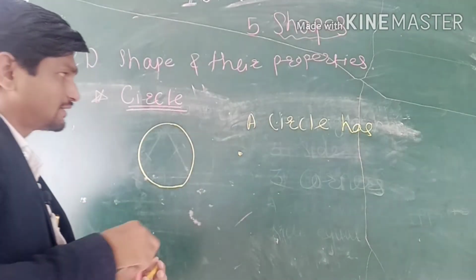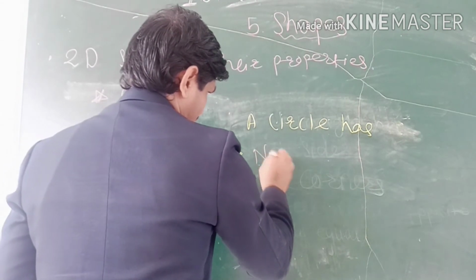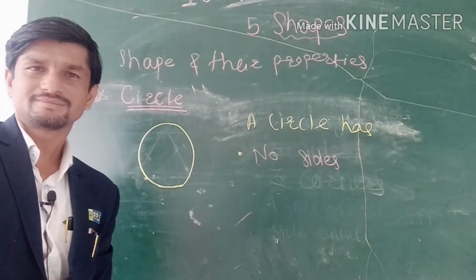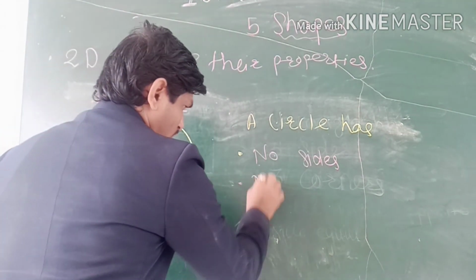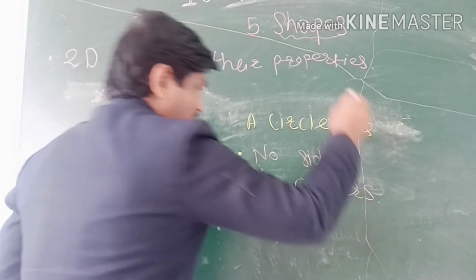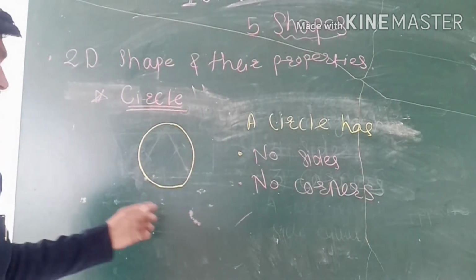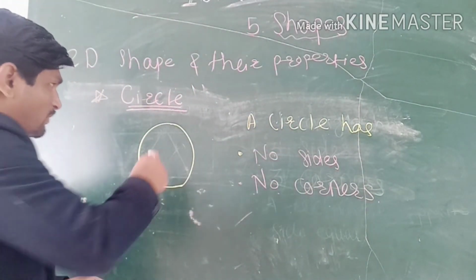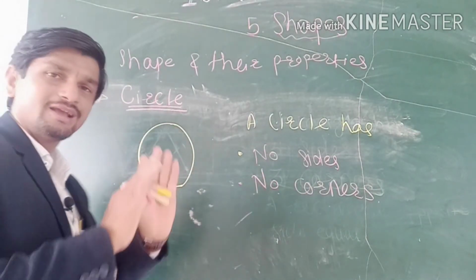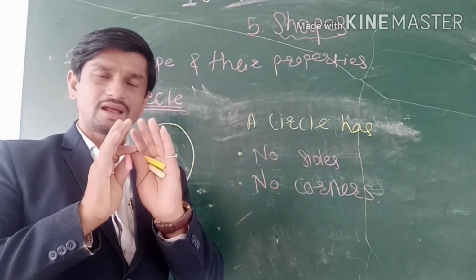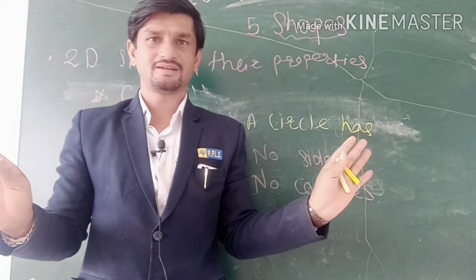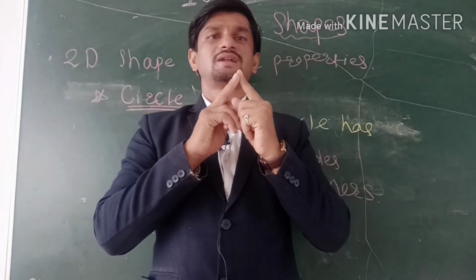A circle has no sides, no corners. सर्कल हैज़ नो साइड्स नो कॉर्नर. कहीं पे आपको साइड दिखाई दे रही है यहाँ पे? नहीं. कहीं पे कॉर्नर दिखाई दे रहा है? नहीं. सो सर्कल हैज़ नो साइड्स, नो कॉर्नर, नो एंगल, नथिंग. जस्ट इट विल बी द वन सर्कल.